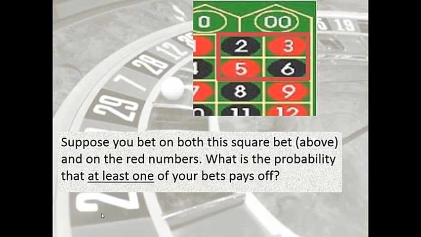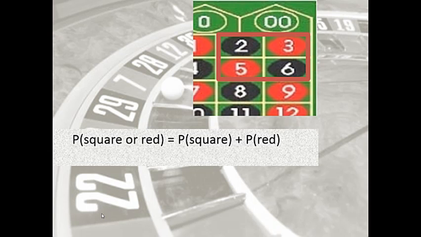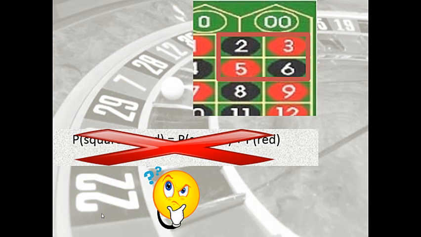Suppose you bet on both the square bet and on the red numbers. What is the probability that you win at least one of your bets? That is, what is the probability that the number that comes up is either red or in this square or both? It seems reasonable to decide that the probability of winning at least one of your bets should be the sum of the probabilities of each bet. Is this right? No, it is not right.